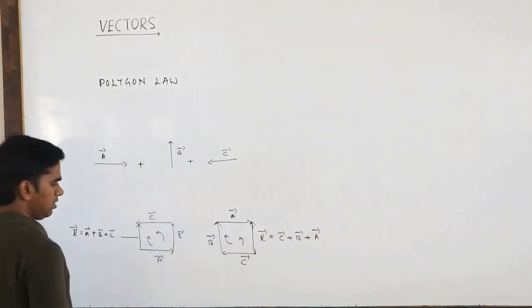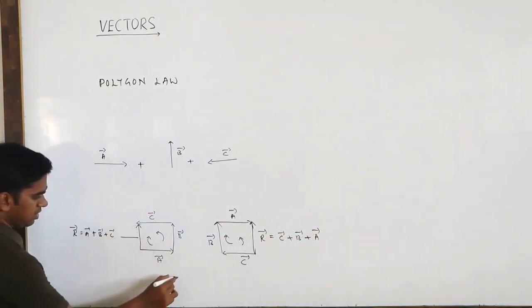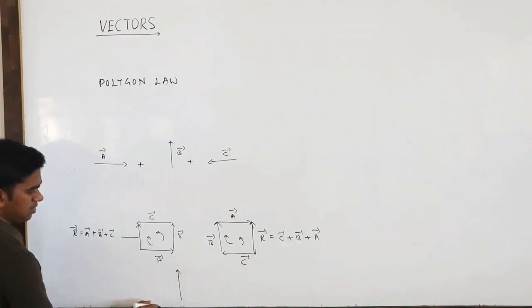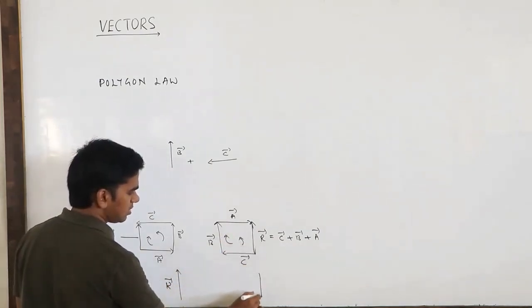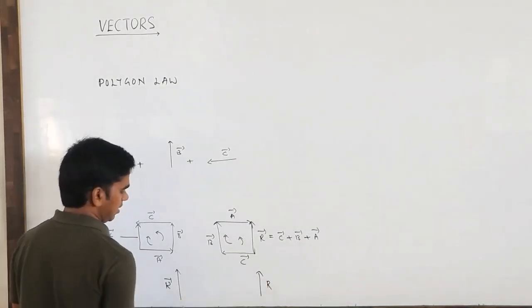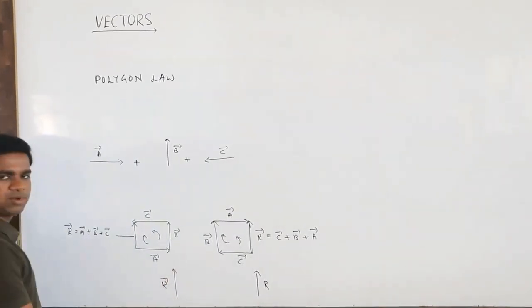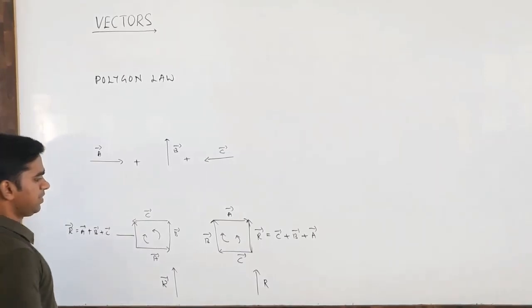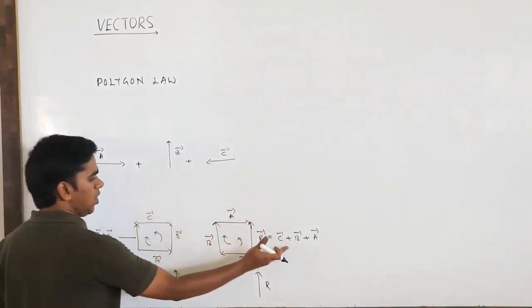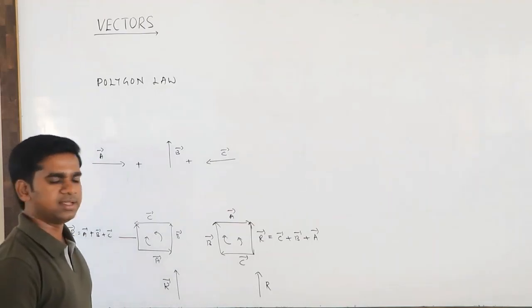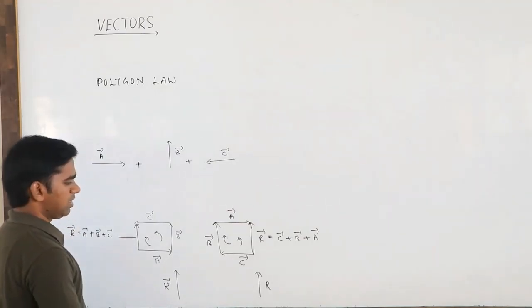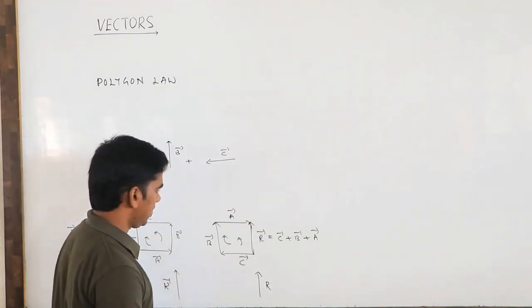So look at the resultants. Here it is in the upward direction, and here also it is in the upward direction. The magnitude is going to be the same, no need to worry about that. So by changing the order, the resultant is not altering. No need to worry about the order; you can take whichever order you like.